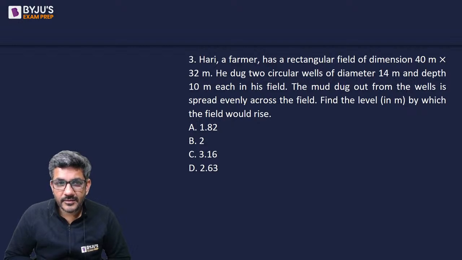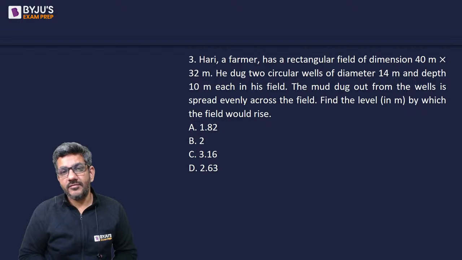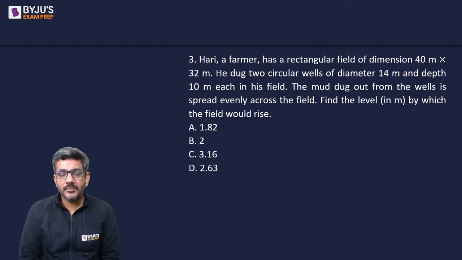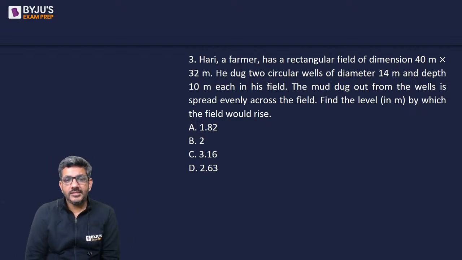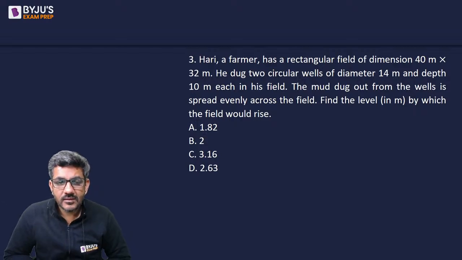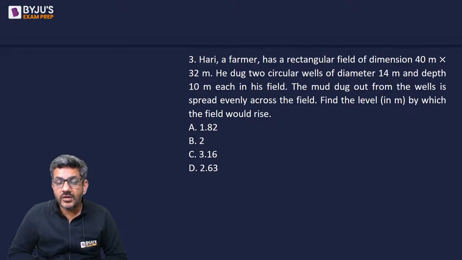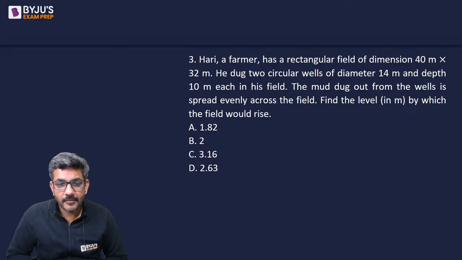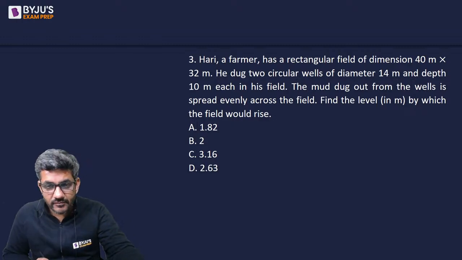Yes, anyone? Hari, a farmer has a rectangular field of dimensions 40 by 32. He dug two circular wells of diameter 14 and depth 10. The mud dug out from the wells is spread evenly across the field. So find the level by which the field would rise. We haven't got any answer yet, so let's start solving this now.